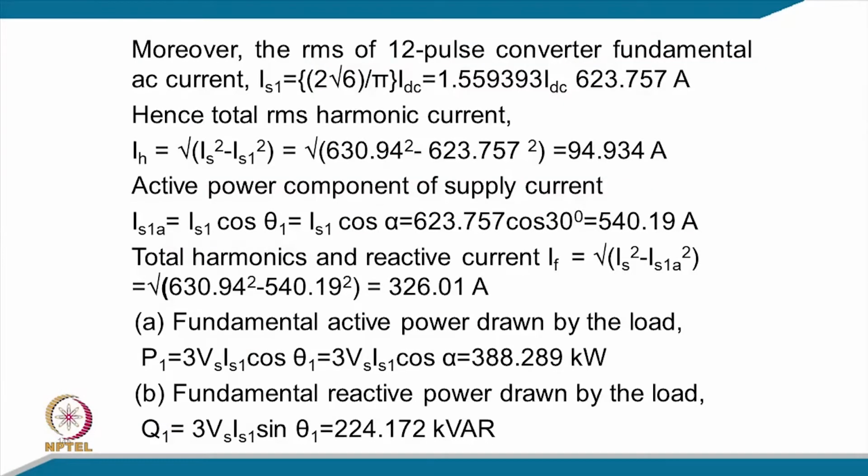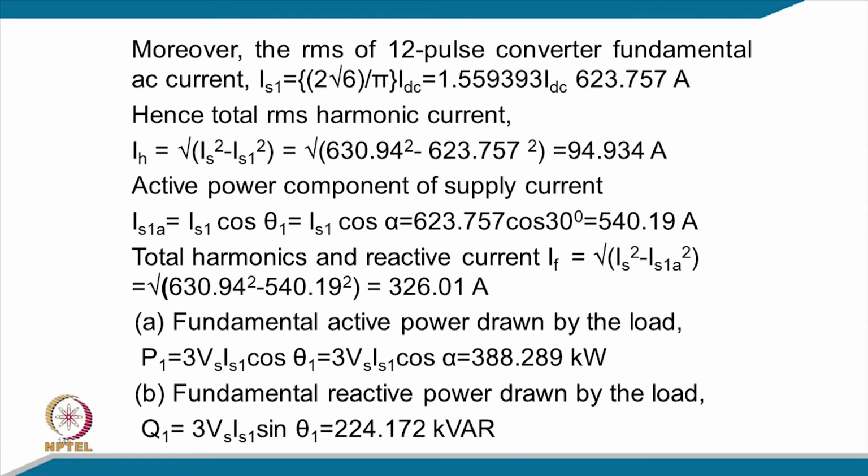So, moreover, the RMS current of the 12 pulse fundamental AC current is IS1 equal to root 6 upon pi times IDC. So, it comes 623.757, and the total harmonic current will be IH equal to root of IS square minus IS1 square. So, putting the value here, it comes 94.934.